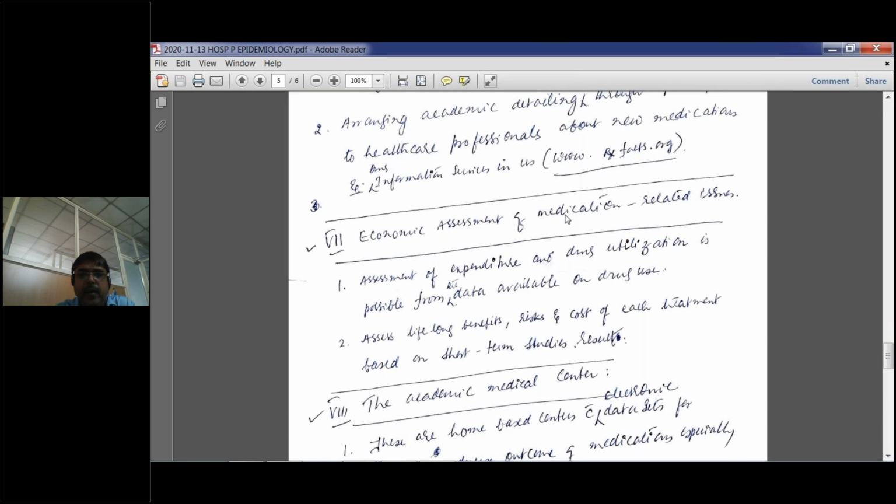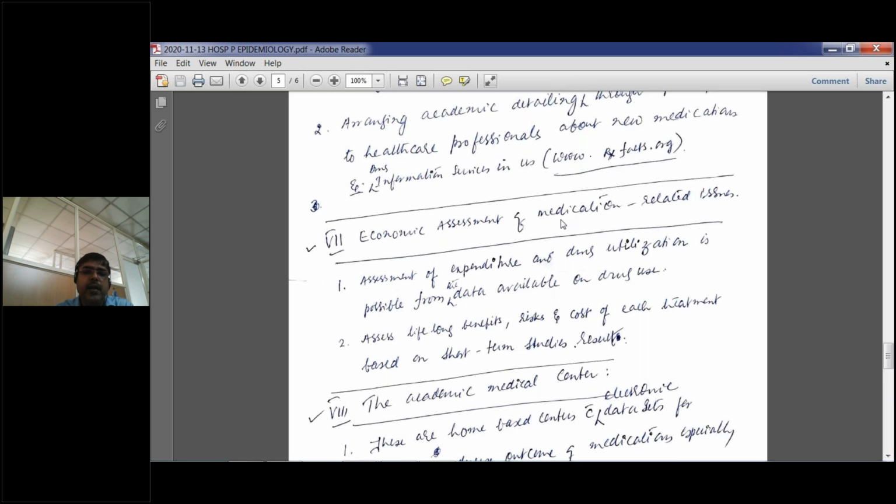Economic assessment of medication related issues. Earlier in the policy analysis, pharmacoepidemiology used in policy analysis, we have tried understanding what are the economic consequences that may happen with the medication use, and how pharmacoepidemiology helps to assess that. But in this case, the medication related issues is the focus here.